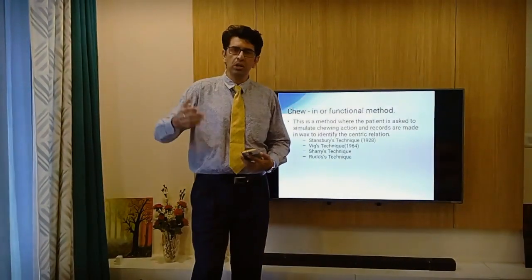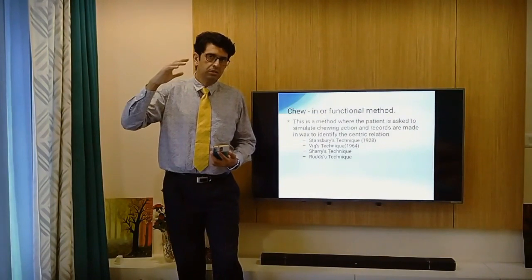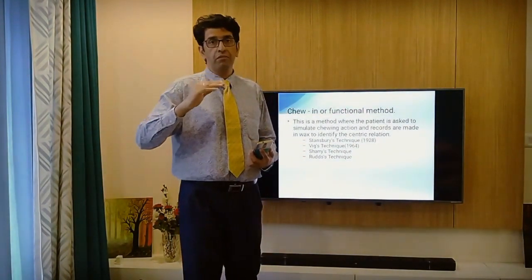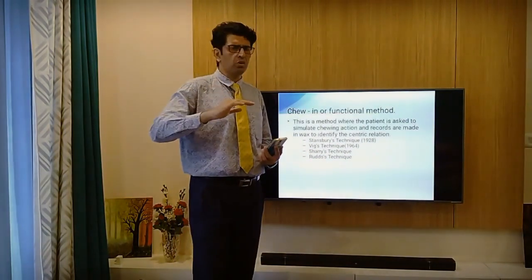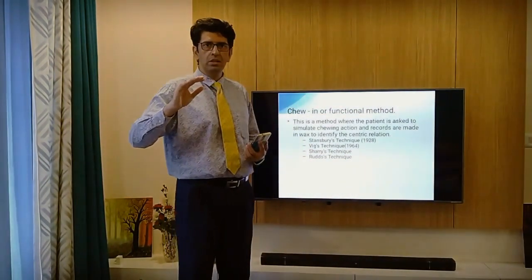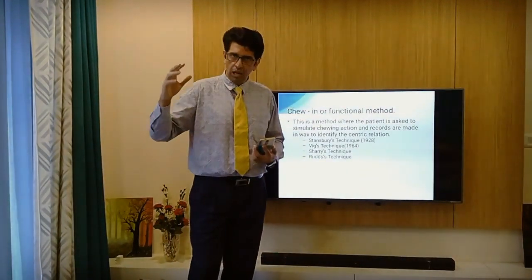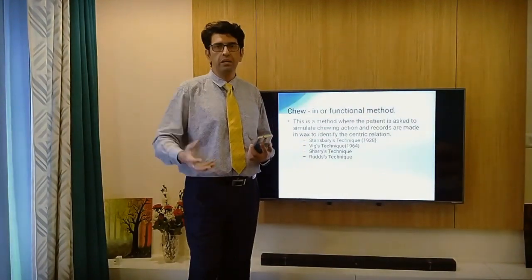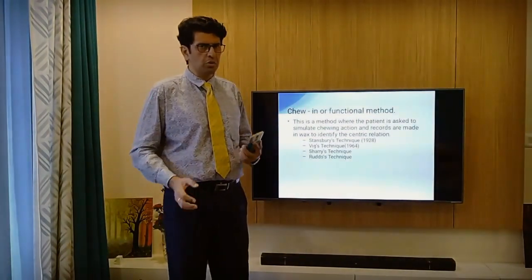So we have talked about orientation relation, we have talked about vertical relation, we have talked about factors that affect vertical relation, we have talked about how to record vertical relation, we have talked about horizontal relation, we talked about the factors that affect that, and we have talked about the different methods by which we can record the horizontal relation. So I hope it's clear.